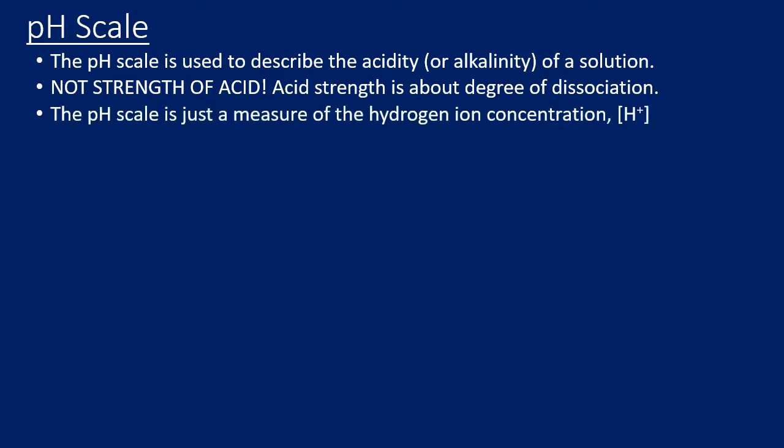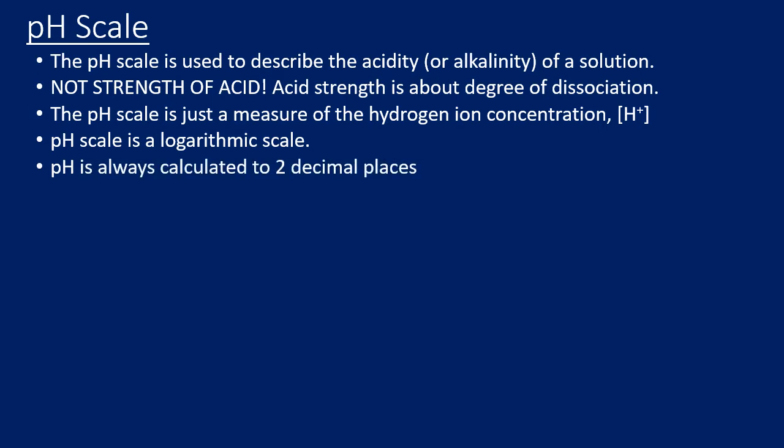The pH scale is a measure of the hydrogen concentration. That's what it is. The pH scale is a measure of the hydrogen concentration, but it's on a logarithmic scale, which is basically a movement of 1 is like a movement of a factor of 10, and we'll look at that in a minute on the next slide. When we calculate pH, we are going to calculate it to 2 decimal places. That is our default. So in the exam, when you're asked to calculate pH, use 2 decimal places.